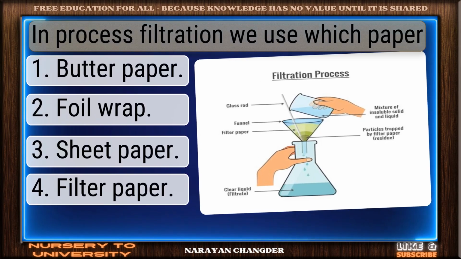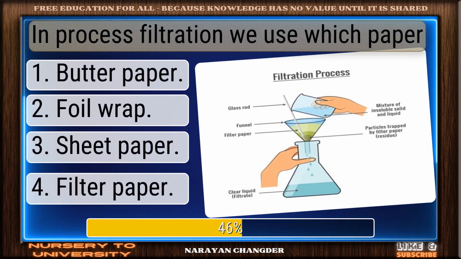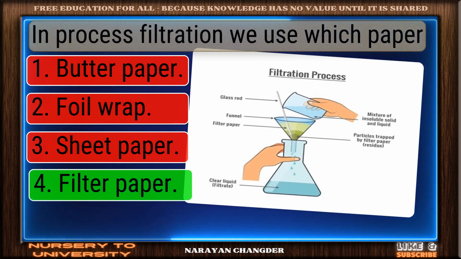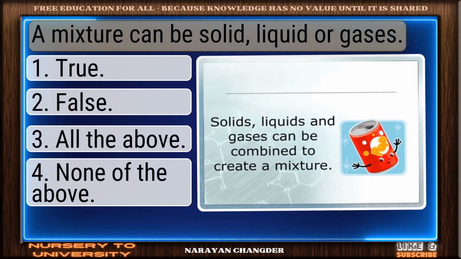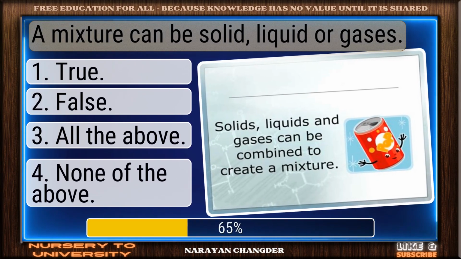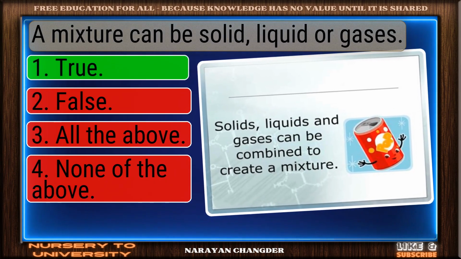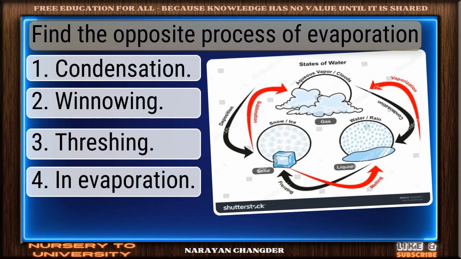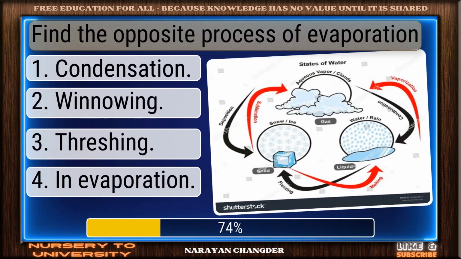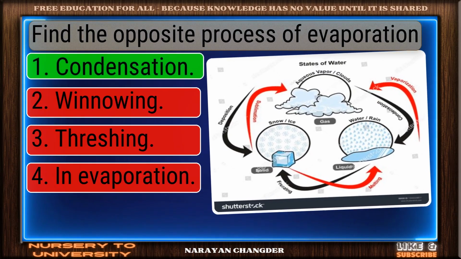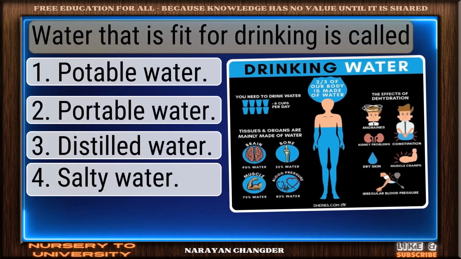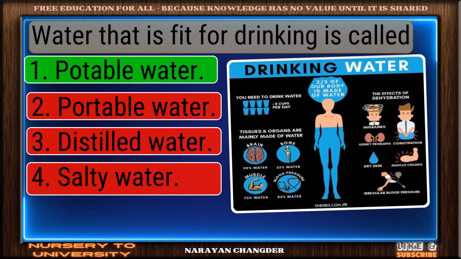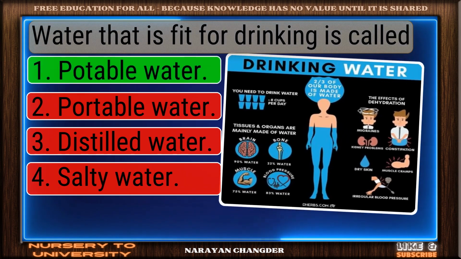In the process of filtration, we use which paper? On track. Filter paper is the correct answer. A mixture can be solid, liquid, or gases. Excellent choice. True is the right answer. Find the opposite process of evaporation. Sharp thinking. Condensation is the right choice. Water that is fit for drinking is called. Excellent. Potable water is a brilliant choice.